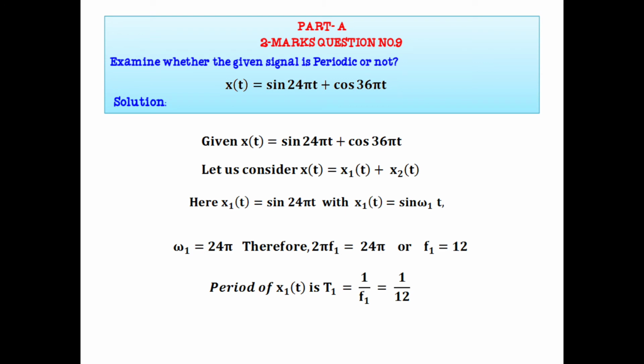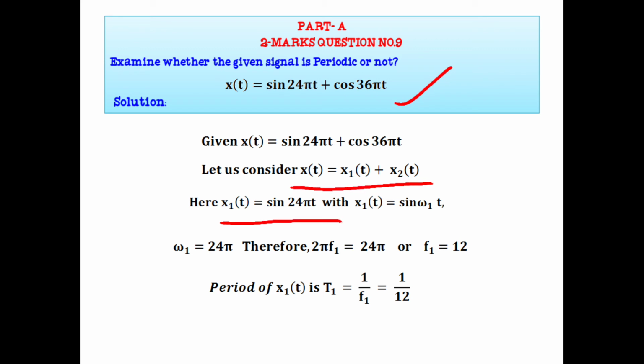x of t is equal to sine 24 pi t plus cos 36 pi t. Examine whether the given signal is periodic or not. So first of all, this is a continuous time signal, an addition of two signals. So you can write, let us consider x of t equal to x1 of t plus x2 of t. We will calculate the fundamental period separately for x1 of t as well as x2 of t.